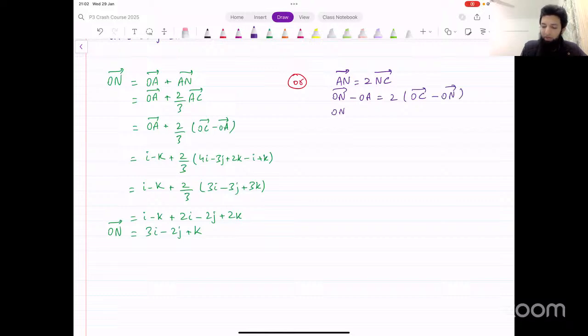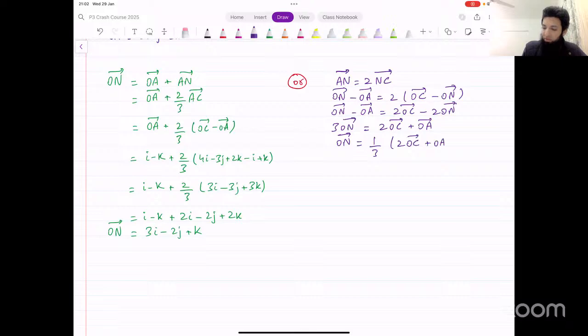Okay, now let's simplify everything. ON minus OA equals 2OC minus 2ON. Let's bring ON to one side, and that gives you 3ON equals 2OC plus OA. And then ON vector is equal to 1 over 3 times 2OC plus OA. And now you just have to input values here in place of OC and OA, and you get the vector ON. Requires much less thinking. You just have to input values, do some algebra, and you get the vector directly. That's another way of thinking about this.